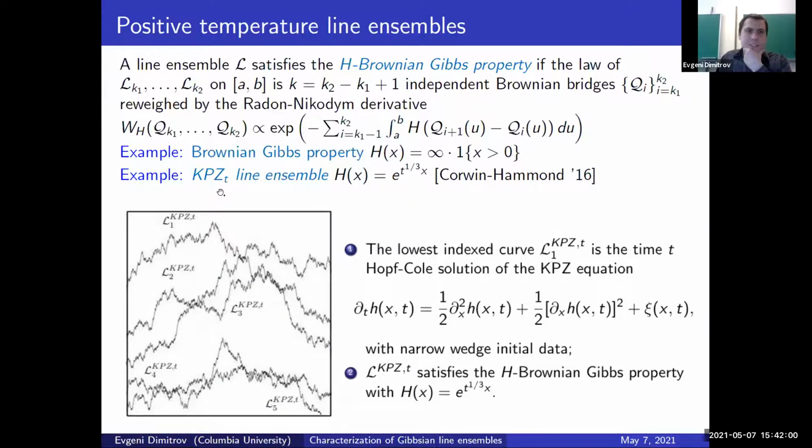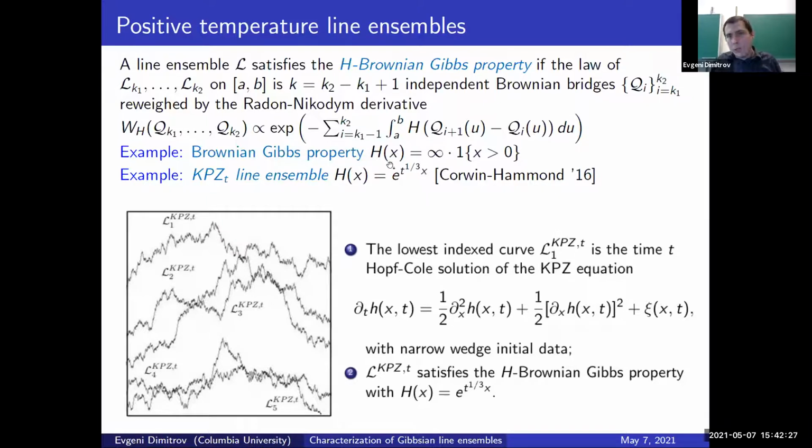Hopefully that's clear enough. Now, another natural choice for the interaction Hamiltonian is given by basically taking an exponential function, e to some positive constant times x. I'll explain in a moment why we take this constant to be t to the 1/3. But first, this gives you a one parameter family of interaction Hamiltonians, and the way that I like to think about it is that this family interpolates between complete disorder and complete order as t varies from 0 to infinity.